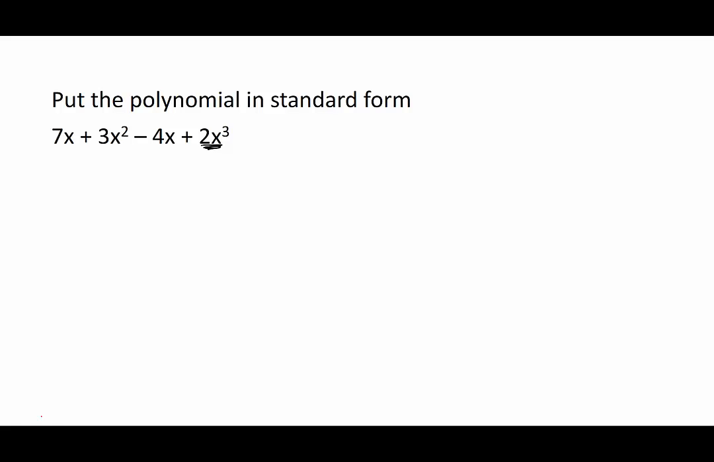Next, put the polynomial in standard form, starting with your term of the highest degree and then working your way down. 2x cubed has the highest degree, plus 3x squared, minus 4x, invisible exponent of 1, plus 7x. The last thing to do with this one is we should combine like terms. There's our polynomial in standard form and simplified.